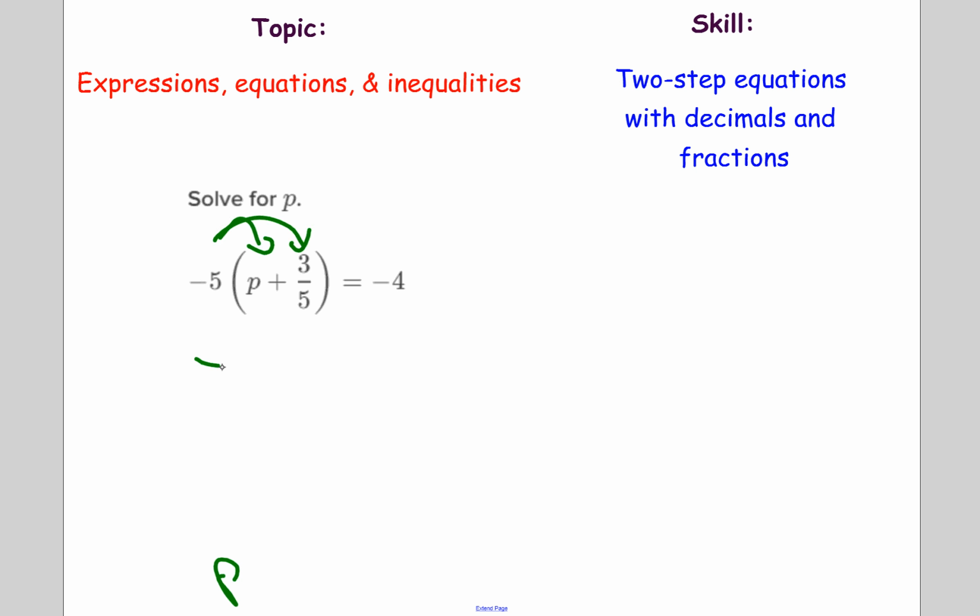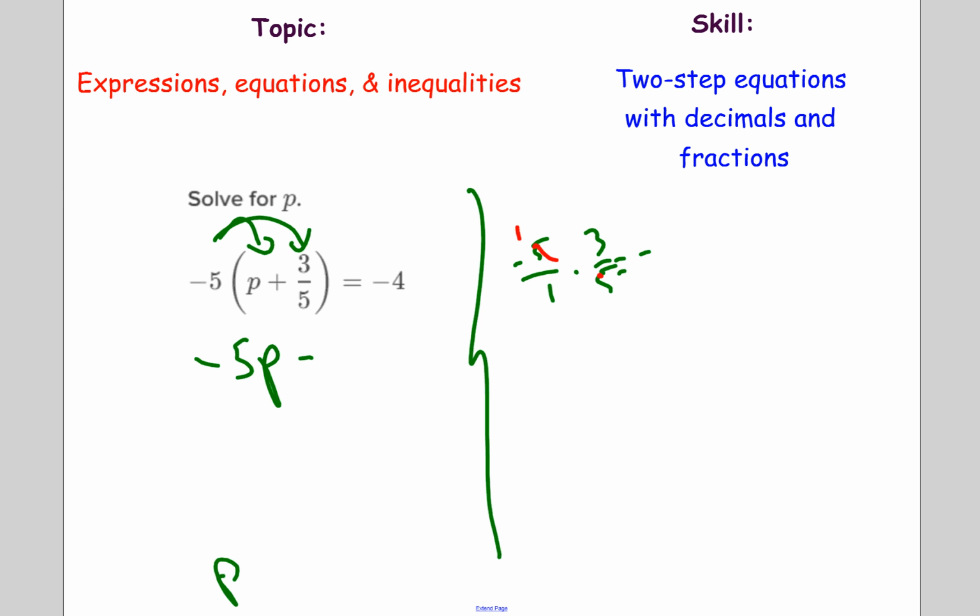-5 times p is -5p. -5 times positive 3/5. A negative times a positive is a negative, and I'm going to use this for my scrap work. This is -5 over 1 times 3 over 5. Well, it's a negative times a positive, so we know the answer is going to be a negative. And the 5's can cancel each other out. They make a 1 and a 1. I end up with 3 over 1, or just -3. So -5p minus 3 equals -4.